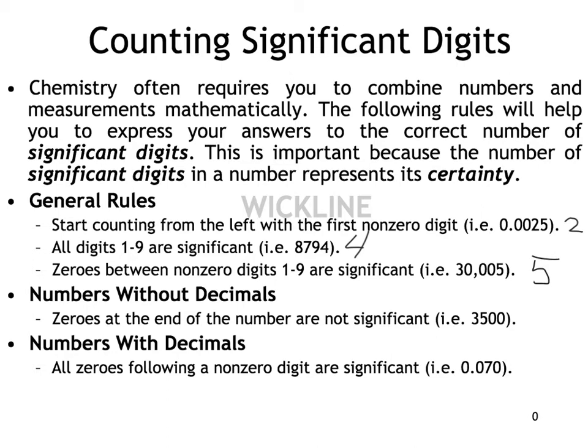So we're going to split off a little bit from the general rules right now, and we're just going to do a second set of rules. It's called numbers with decimals.